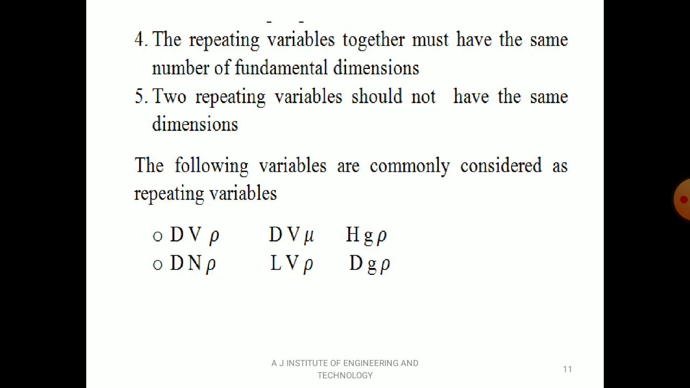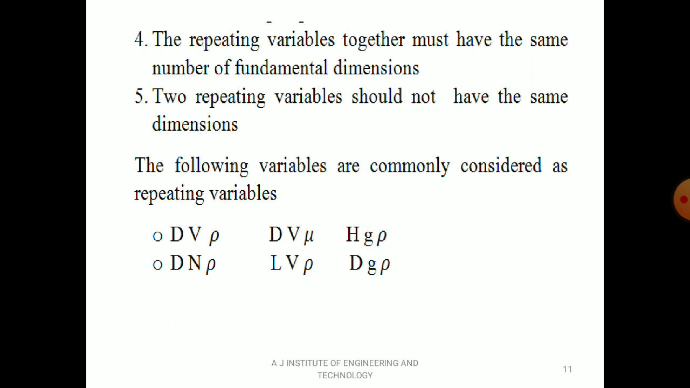Where the geometric property is diameter, the flow property is velocity, and the fluid property is density. In the second case, the geometric property is D, diameter, the flow property is velocity, and the fluid property is viscosity. Third case, H g rho: the geometric property is height, g is acceleration due to gravity, that is the flow property, and rho is density.